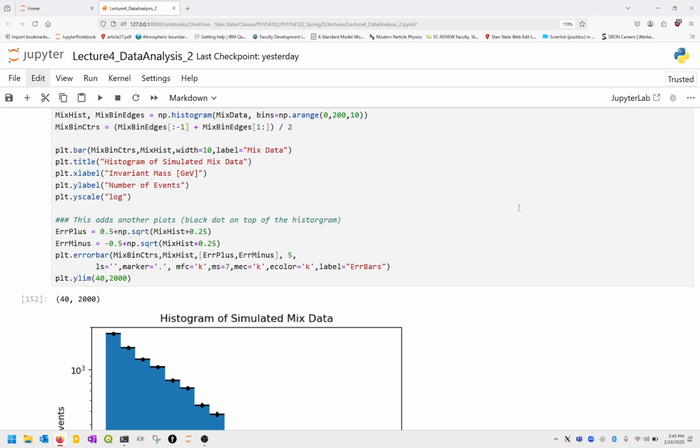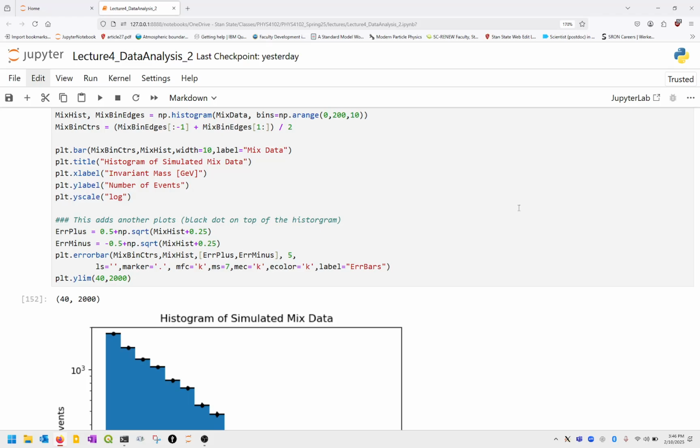This is the LS, line size, I think. And then the marker I put on there is dots. You can put stars or circles on it if you want. This is the marker color. K means black. Marker size 7.